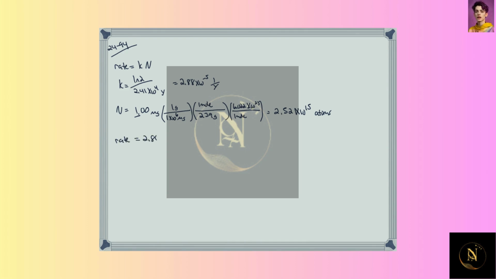Then we can take the K value and the number of radioactive nuclides at the time of ingestion to calculate the activity at the time of ingestion. Multiplying those two together will give us the number of decays that will occur per year, 7.25 times 10 to the 10.